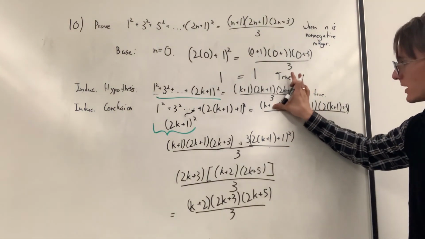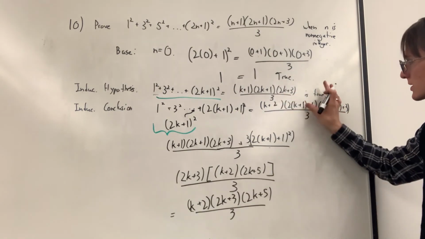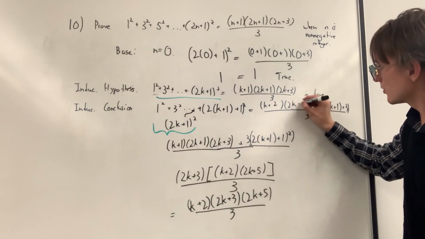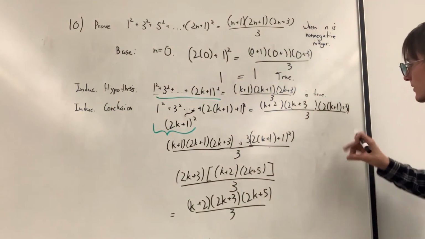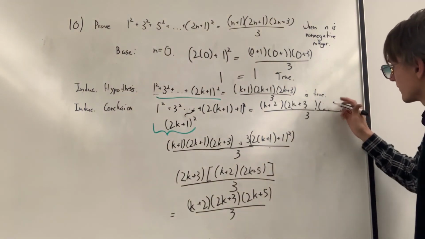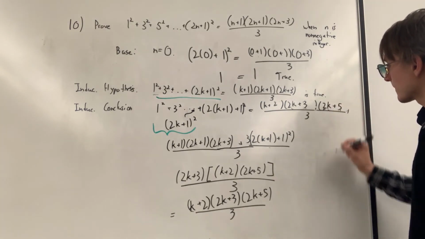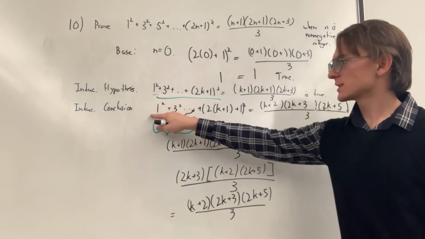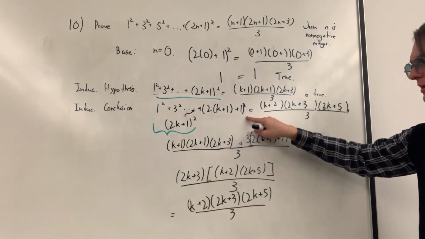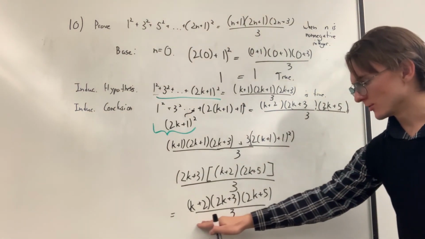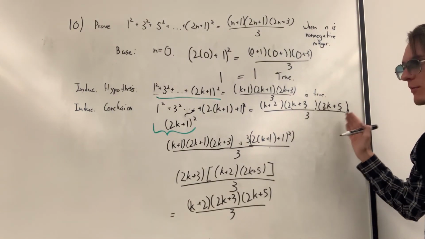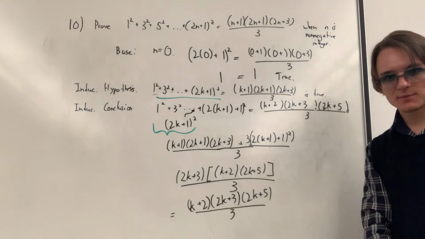So if we replace all these 1 plus 1s with 2s, we replace this part of the expression with 2k plus 3, right? That's just how the algebra works out. And we know that 2 times k plus 1 plus 3 is also 2k plus 5. We've shown that this expression here, 1 squared plus 3 squared all the way up through 2 times k plus 1 squared, is equal to this expression. And this expression matches what we were trying to prove. Therefore, by induction, our original statement is proven.